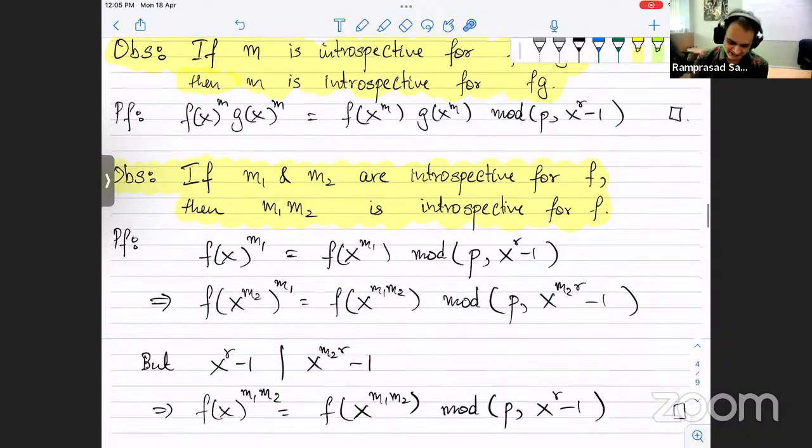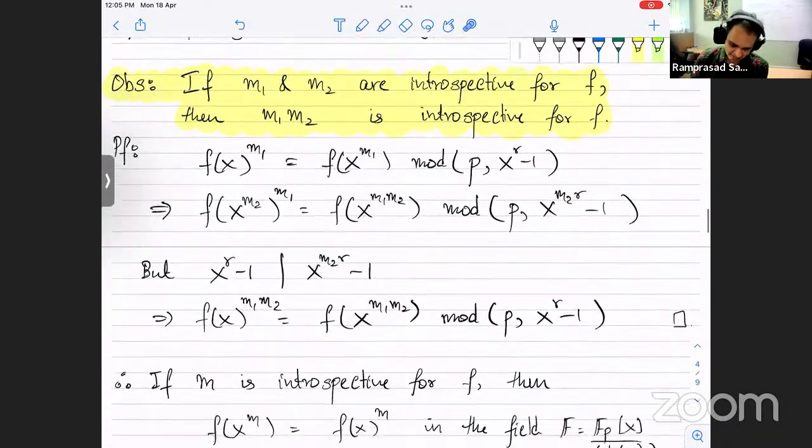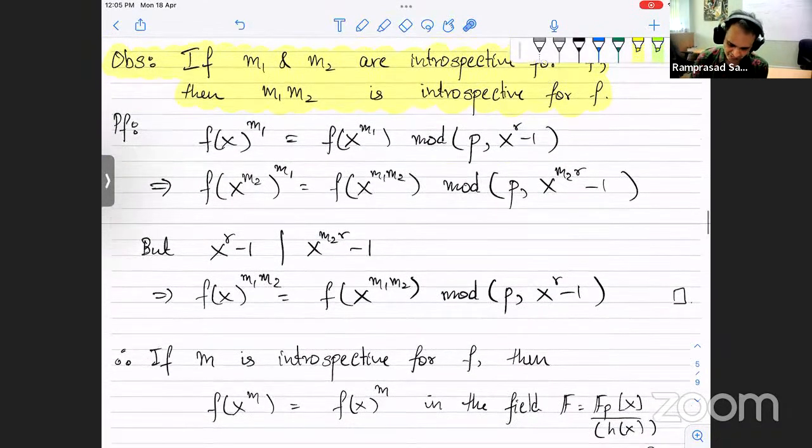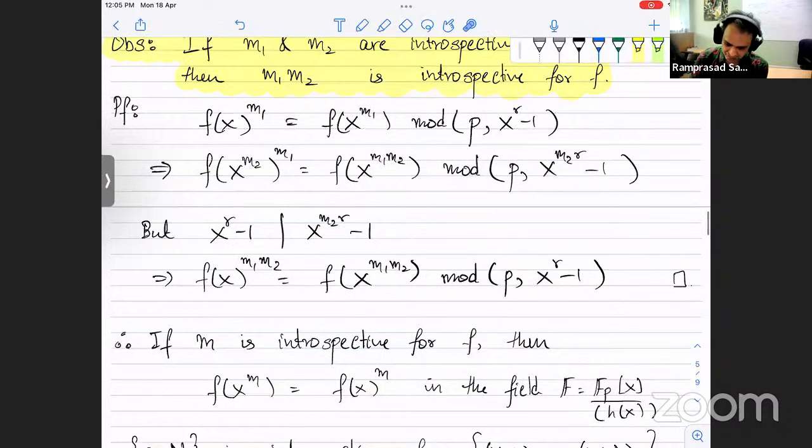So what does this tell us? It tells us that if m is introspective for f, then in particular in this field, I know that this happens. Because this field is going modulo h of x, but the introspection is actually modulo a multiple of h of x, which is x power r minus 1.